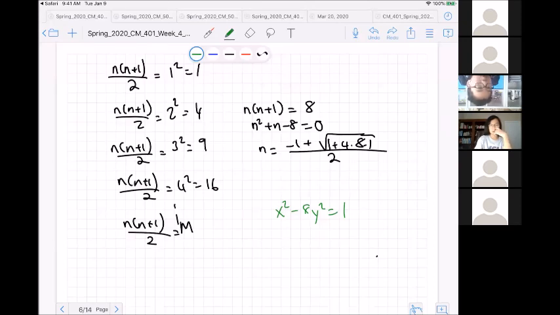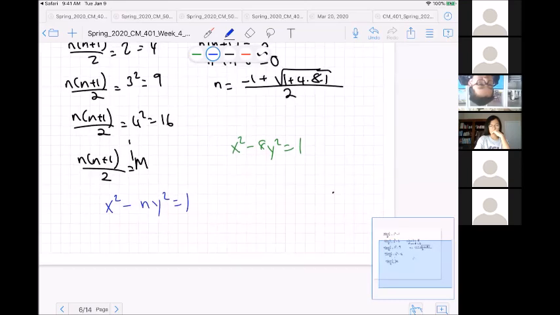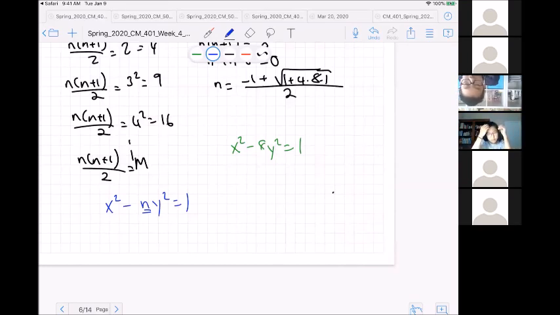I hope that makes sense. A Pell equation is basically a Diophantine equation. We are looking for integer solutions. In this case, we are looking for when n is equal to 8. It is a non-square integer, and we are looking for integer solutions for x and y. So one thing is we're going to find the fundamental solution.